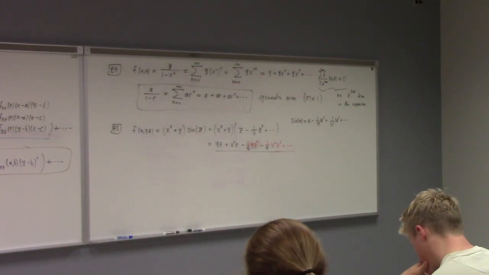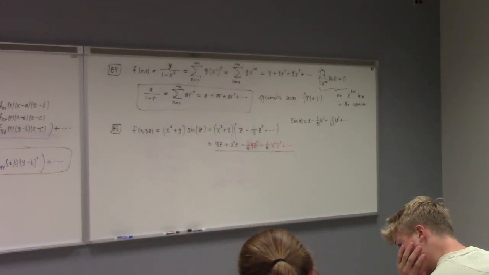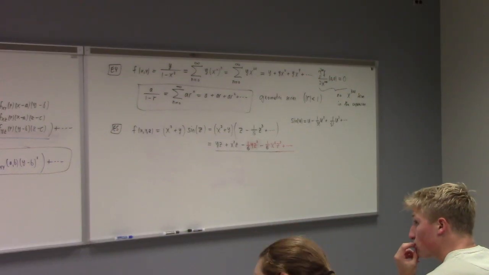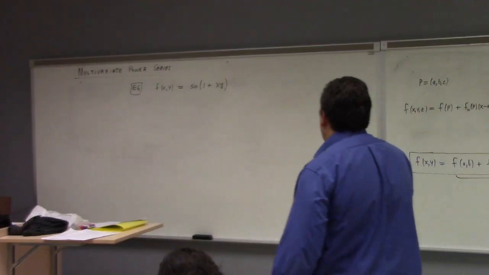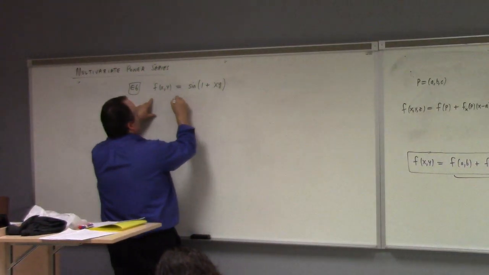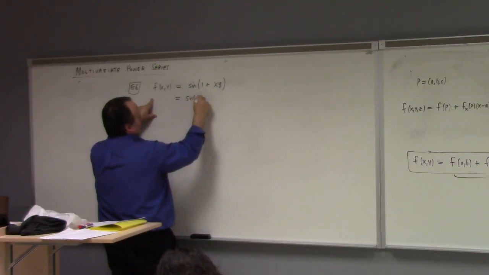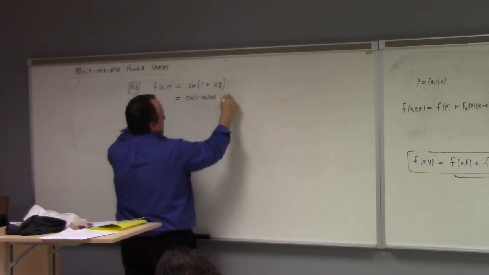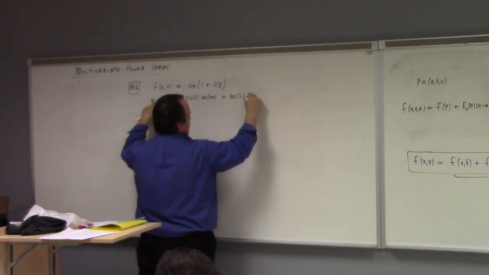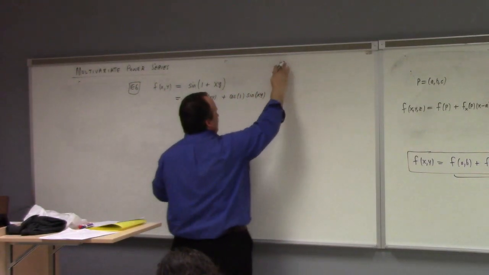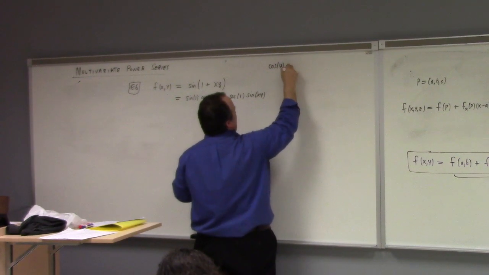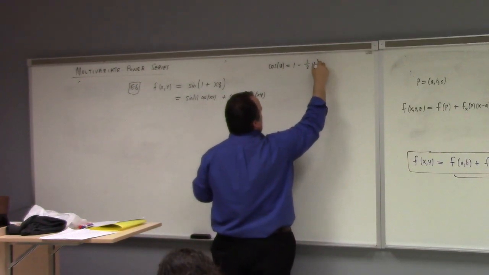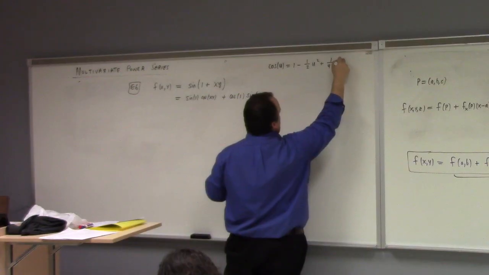So something like here, I think the first thing you want to do is use the adding angles formulas for sine and cosine, right? So this is sine of 1 cosine of xy plus cosine of 1 times the sine of xy, right? Now, let me try to do this one right. Cosine of u is what? 1 minus 1/2 u squared plus 1/4 factorial u to the 4th plus dot dot dot, right?